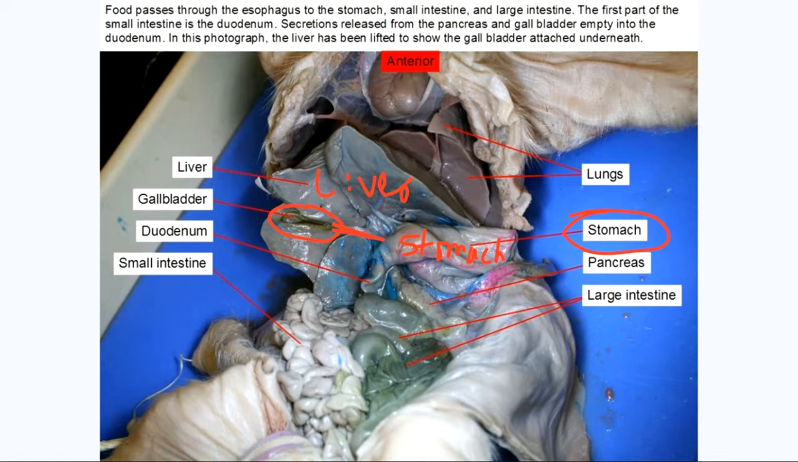Right. Other parts that you would have to be able to identify is the beginning of the small intestine. Well, all of this is the small intestine, but it kind of begins over here, right? This part, and that's the duodenum. The duodenum is the first portion of the small intestine, which connects directly to the stomach.